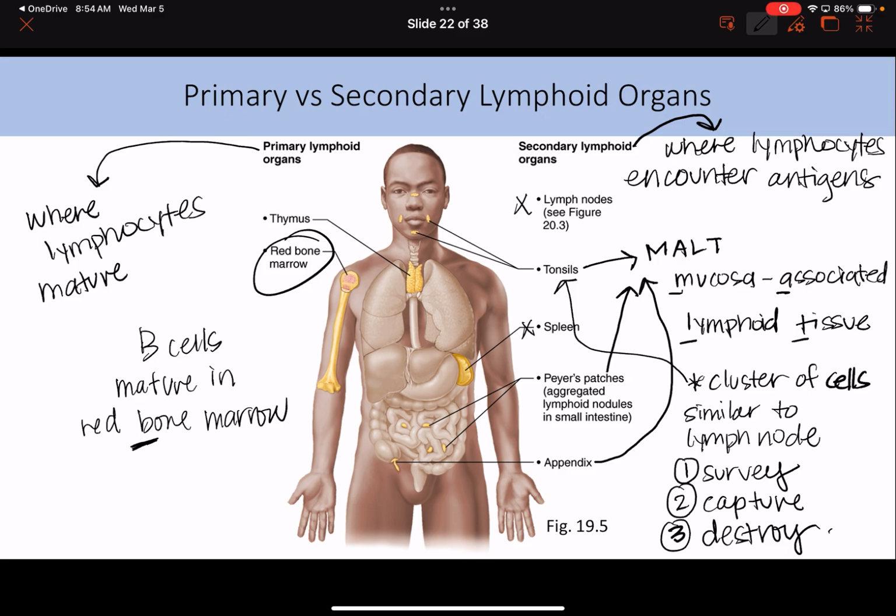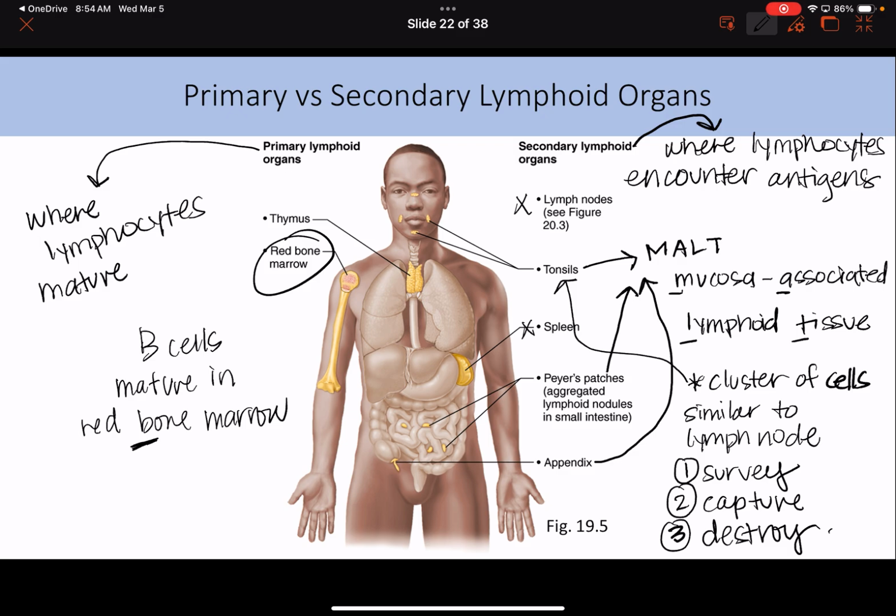Okay, questions about primary versus secondary lymphoid organs? Yeah. Your tonsils, is that what's inflamed when you have a sore throat? Yeah, and the tonsils that you see are your palatine tonsils, but you have 3 different sets of tonsils that we'll learn about today.